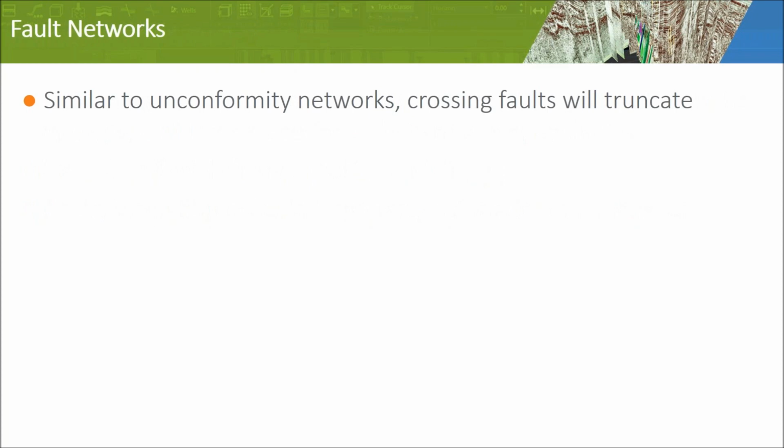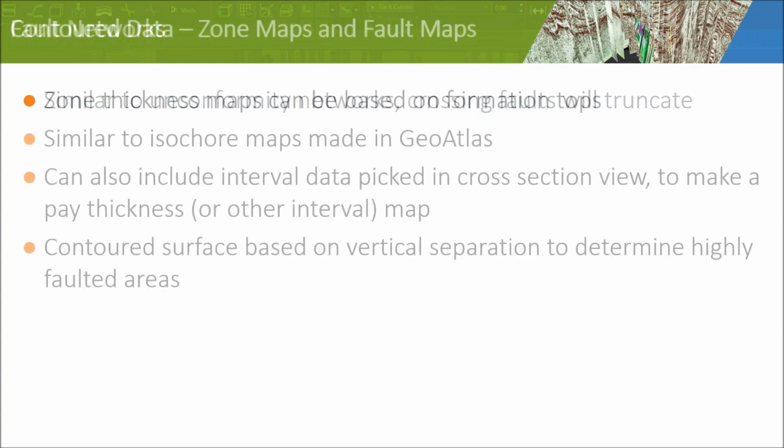And then the last one, fault networks. Similar to unconformity networks, crossing faults will truncate through there, and you'll be able to see where one fault stops and gets truncated by a new one coming through. And we'll be able to see some of that here as we go through as well.